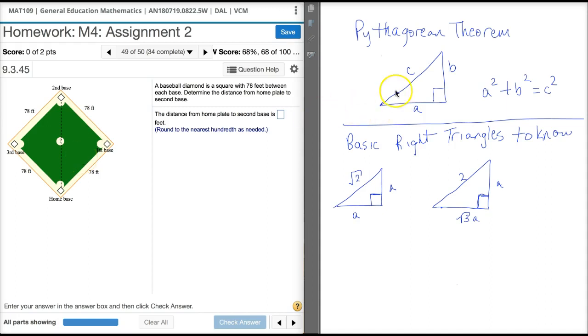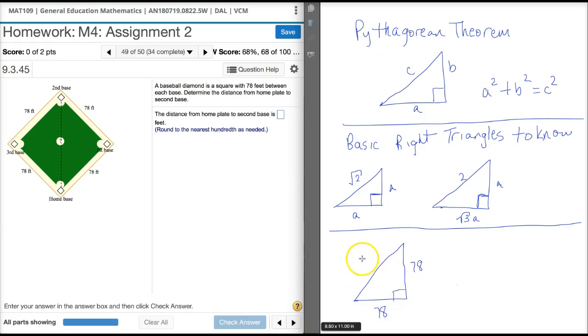Okay. Now we know the Pythagorean's theorem says that the two legs, which are the shorter sides of the right triangle, if we square each of those sides and add them together, it should be the same as the square of the longest side of the right triangle, and we call that the hypotenuse. And in this case, the distance from home base to second base is going to be the hypotenuse. So here what we have, if we kind of redraw this, is this situation here where we have 78, 78, and we're trying to figure out what this side is here.